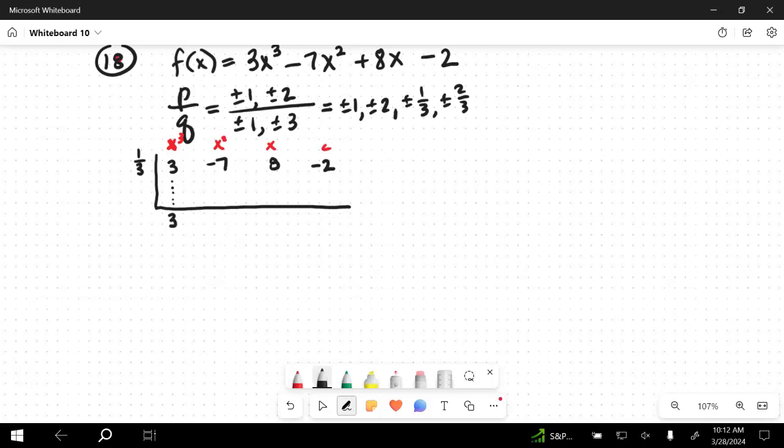I'm going to bring the 3 down. 1/3 times 3 is 1. Adding down, I get a -6. 1/3 times -6 is -2, so I get 6. 1/3 times 6 is +2, and we found 1. Since we found 1, we're going to circle him, and we're going to mark our successful division.